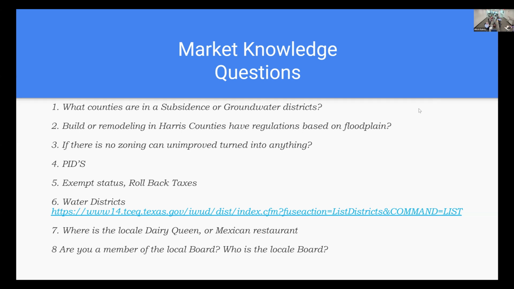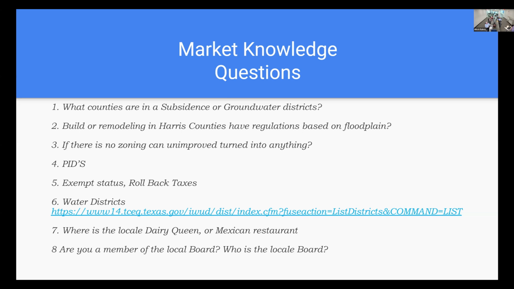Is there zoning? Can unimproved property turn into anything? PIDs, those are so important. HAR is a great resource. They've had a group looking at all of our service area and trying to pull those PIDs together, and it's now on the MLS. If you happen to run into one that's not, let HAR know and they're going to do the research for us.